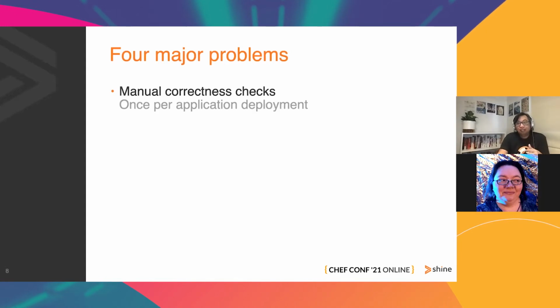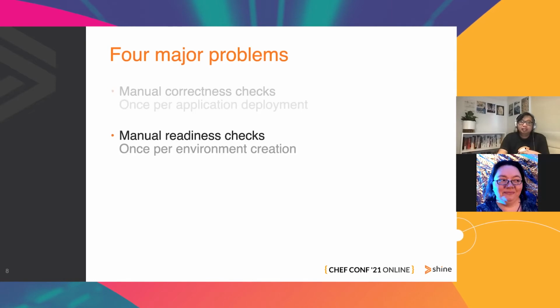We had to do a manual correctness check. So after every application deployment, someone had to check a number of parameters about this application, making sure that it was the correct one that was expected. And then it's followed by a manual readiness check. So after the environment was stood up, was everything really ready? Because all these various components all started in parallel, and a number of parameters could cause the application to recover. And it was really a manual effort to check the number of states across the components.